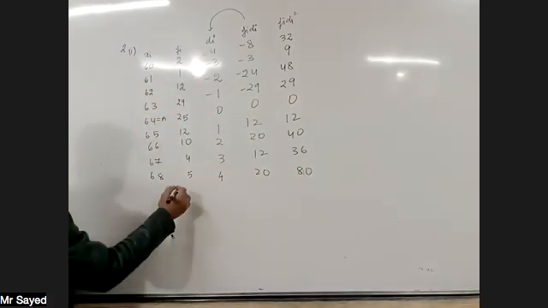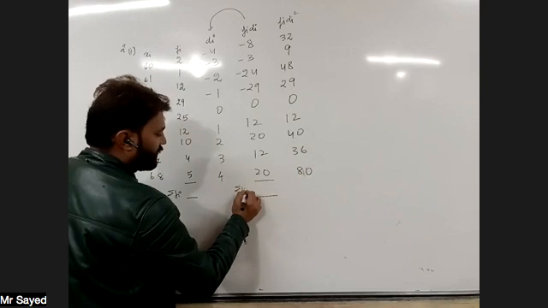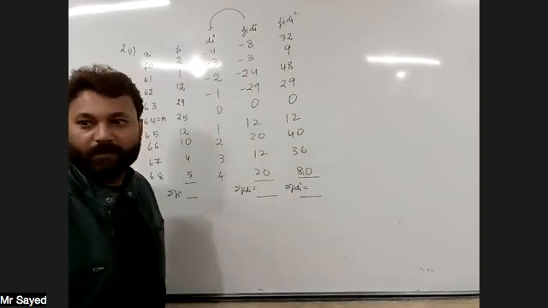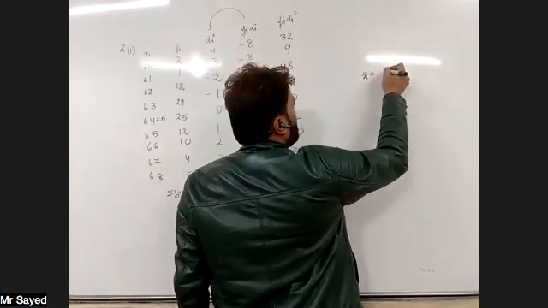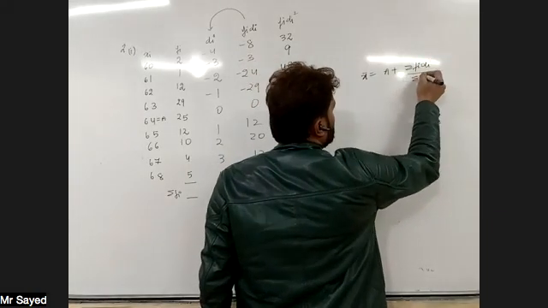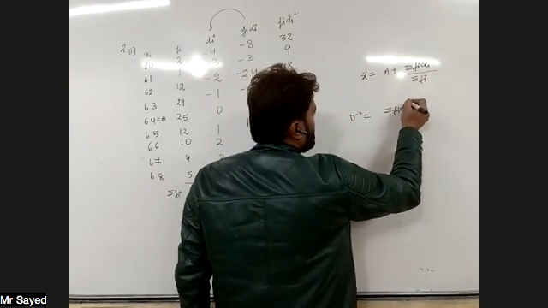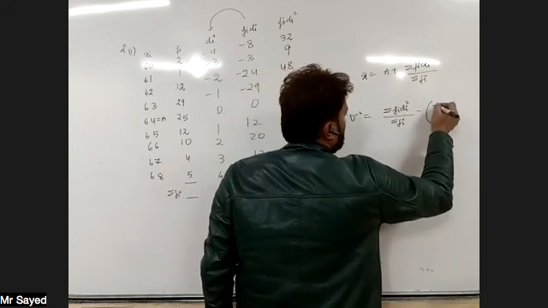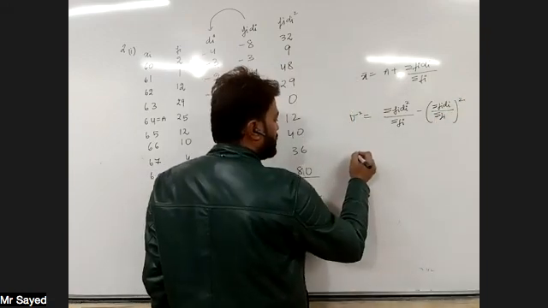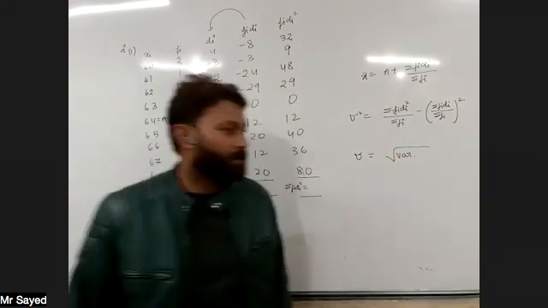Right? So from here we'll get the value of summation fi, from here summation fi di, and from here summation fi di square. The formula for mean, in the shortcut method, is A plus summation fi di whole upon summation fi. The formula for variance is summation fi di square upon summation fi minus summation fi di upon summation fi of whole square. And lastly, standard deviation is equal to square root of variance. Right?